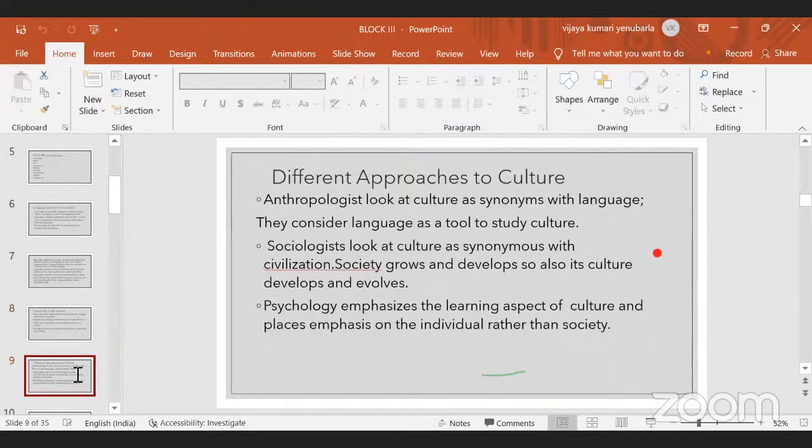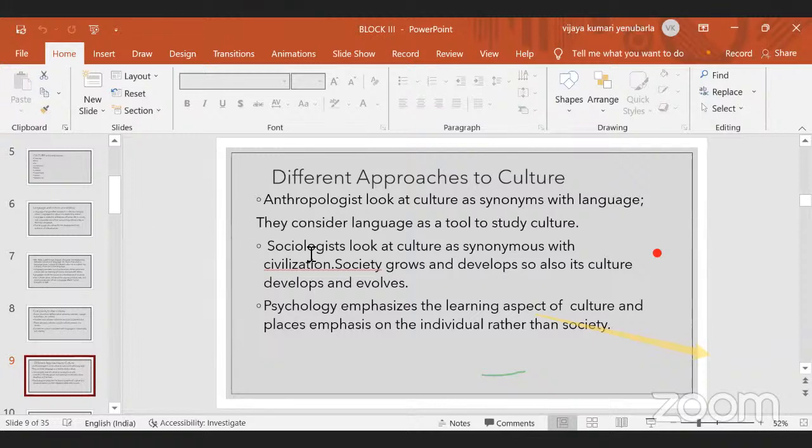So, different approaches to culture. Anthropologists look at culture as synonymous with language. Culture is language, and language is culture. This is the opinion of anthropologists. And they consider language as a tool to study culture. That means based on how they use language, what type of signals and symbols they use, that is their culture. This is the definition of anthropologists.